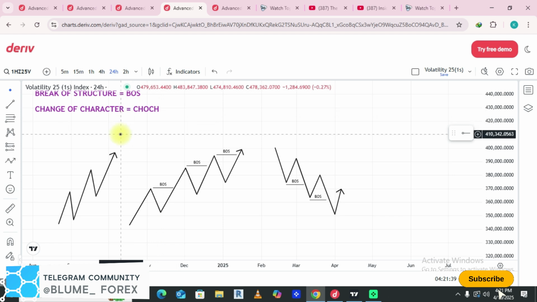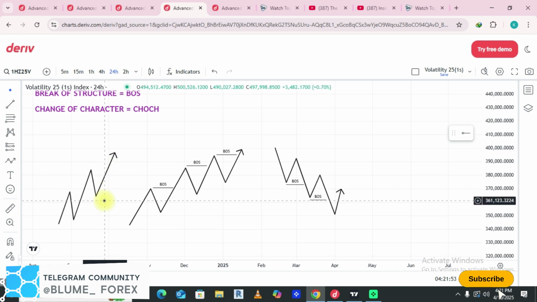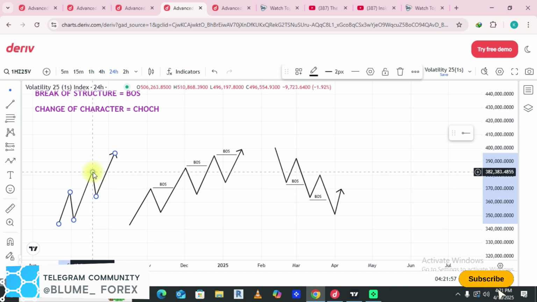Now, change of character and break of structure both involve breaking of structure, right? But with break of structure, we break structure in the direction of the market's intended trend. So what that means is, in an uptrend market, we push up. So if structure is broken to the upside, it's break of what? Structure. We'll talk about change of character later.